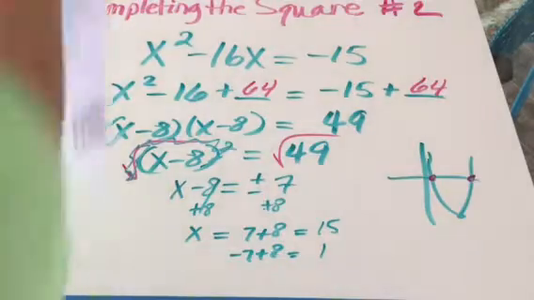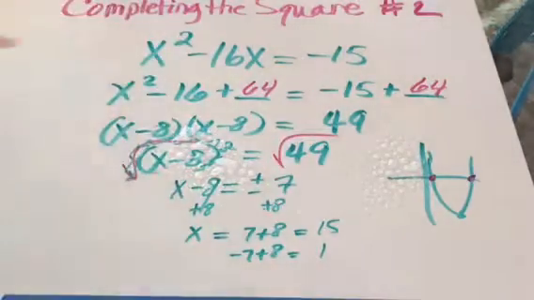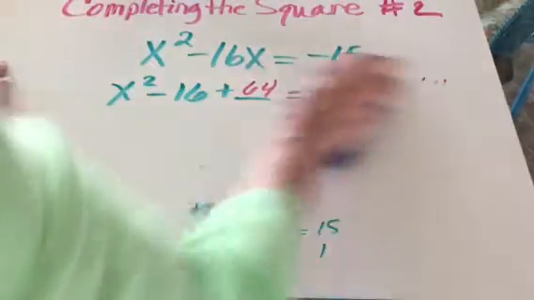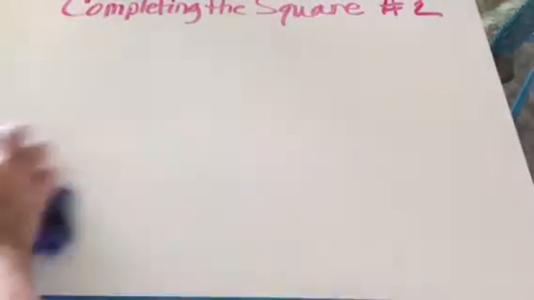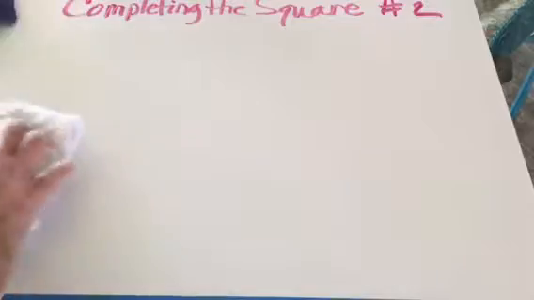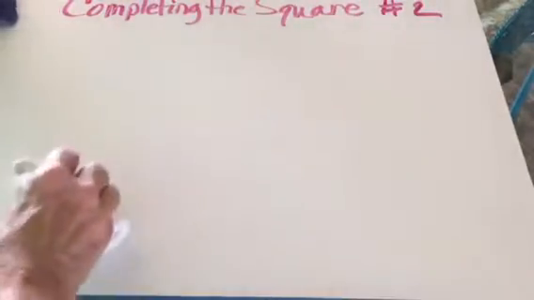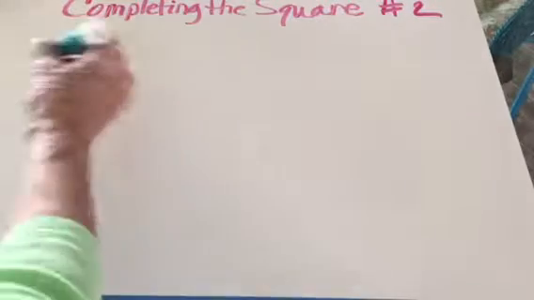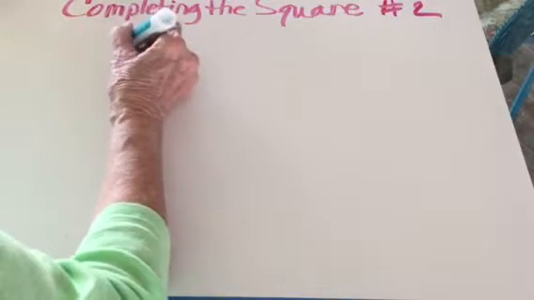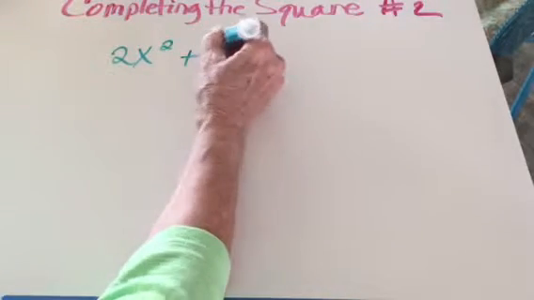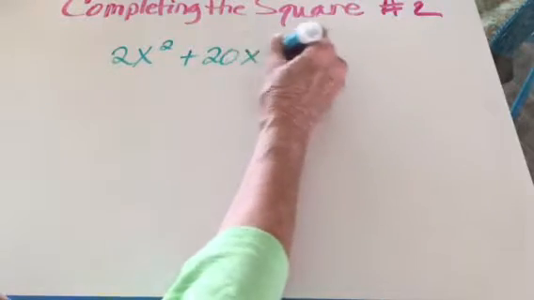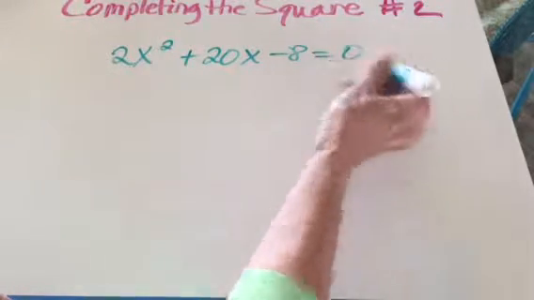I'm going to show you now what happens every time we've done one of these problems so far. We've done it with the x squared coefficient being 1. The number in front of the x squared, the coefficient. Now we're going to show you one where it has a different number in front. Let's say we have a problem like this. 2x squared plus 20x minus 8 equals 0, equals whatever.